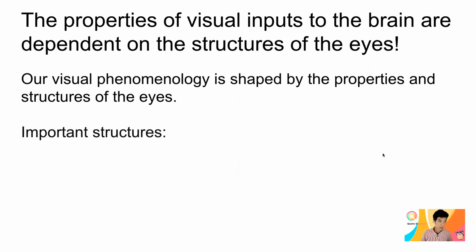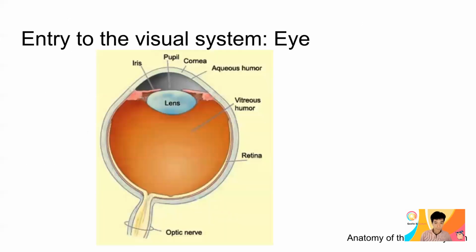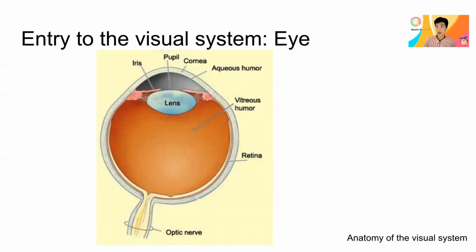And I'm going to introduce a couple of important structures here today. One is the retina, another is the optic nerve, and two types of photoreceptors, cones and rods, and the retinal ganglion cells that send an output from the eyes to the brain, and then the fovea. So let's start with our entry to the visual system, the eye.